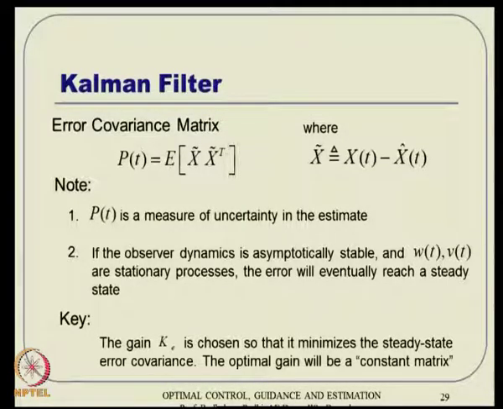Now, it turns out that this gain Ke is chosen so that it minimizes the steady state error covariance. So, you have to live with some steady state value of error covariance, but the idea here is how do I design Ke so that it minimizes the steady state error covariance. And the optimal gain will be a constant matrix.